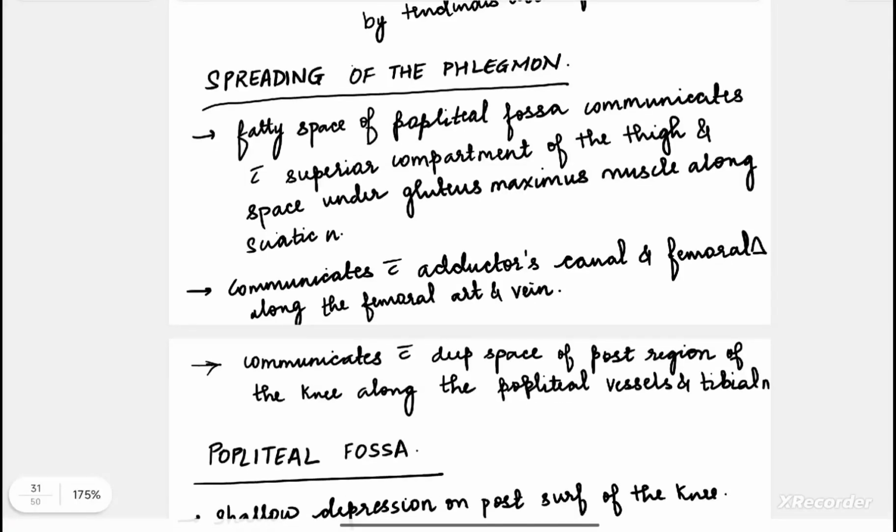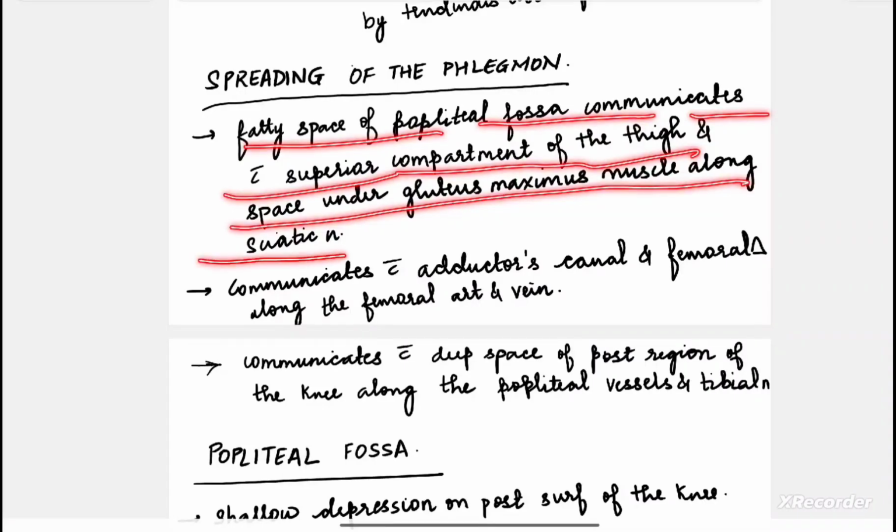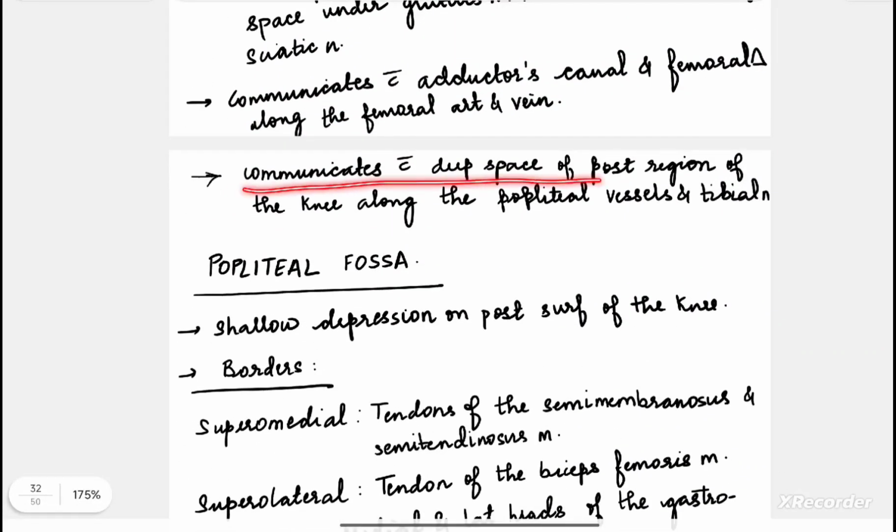Now, spreading of phlegmons. The fatty space of the popliteal fossa communicates with the superior compartment of the thigh and the spaces under the gluteus maximus muscle along the sciatic nerve. It communicates with the adductor canal and femoral triangle along the femoral artery and vein. It communicates with the deep spaces of the posterior region of the leg along the popliteal vessels and tibial nerve.